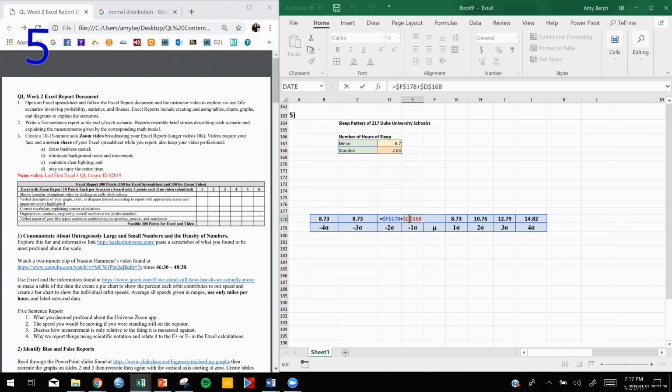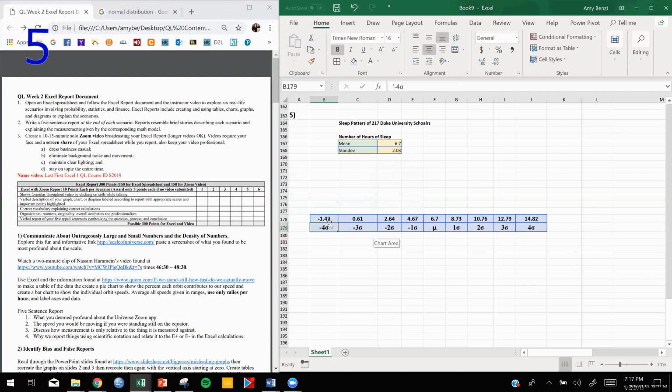All right, now over here, I'm going to change this to a minus. My next one is going to be minus 2 times the standard deviation, minus 3 times the standard deviation, and minus 4 times the standard deviation. Whoops, what have I done here? Something wrong.